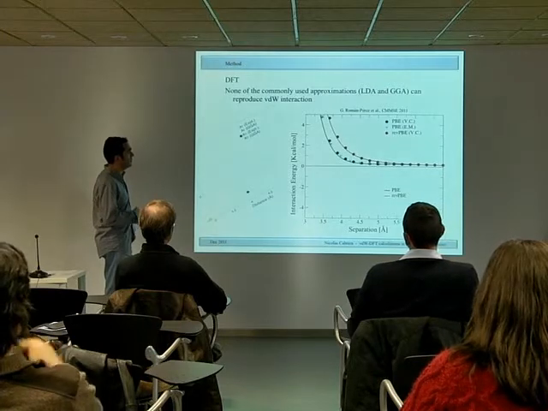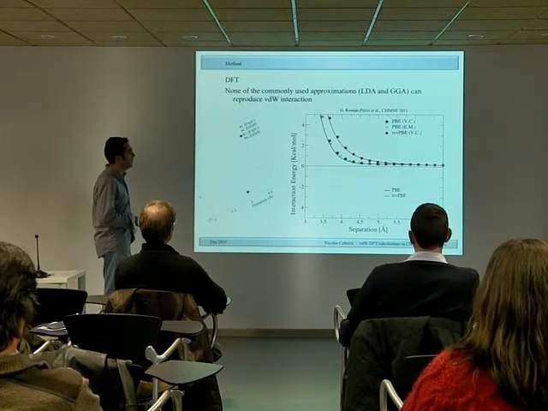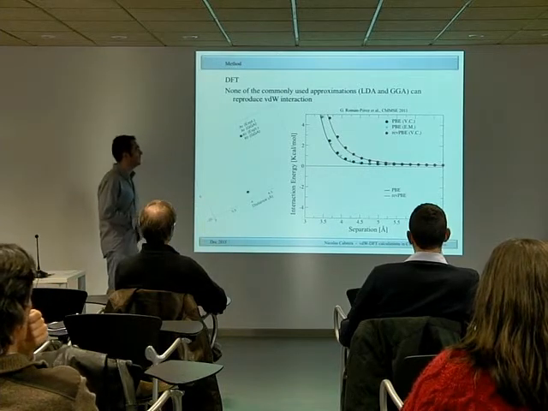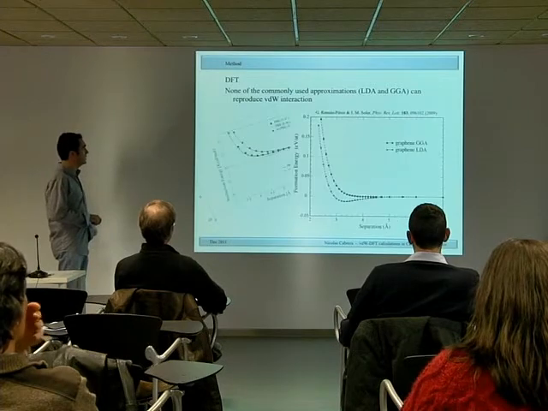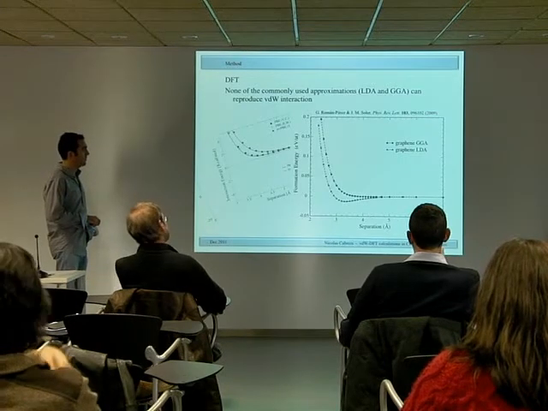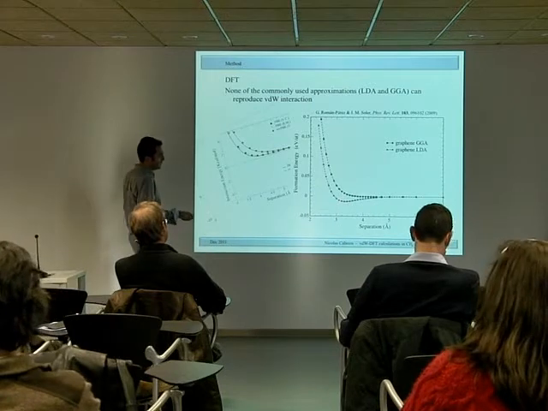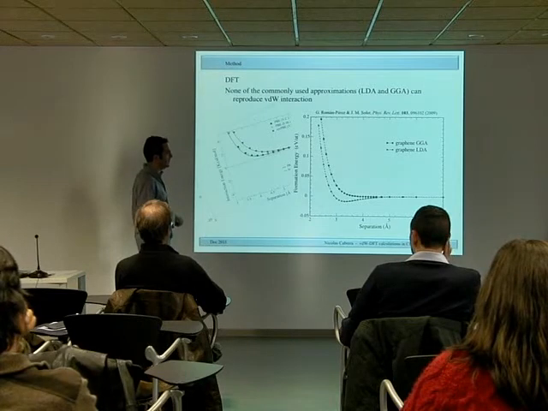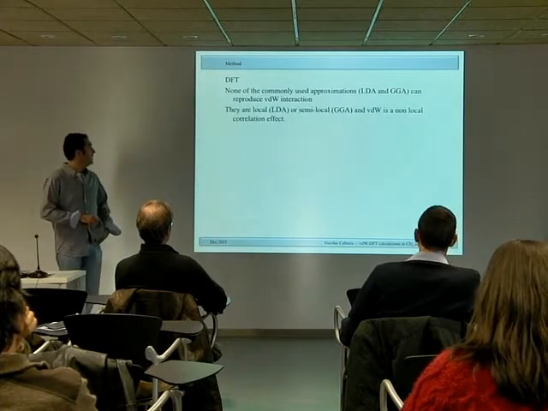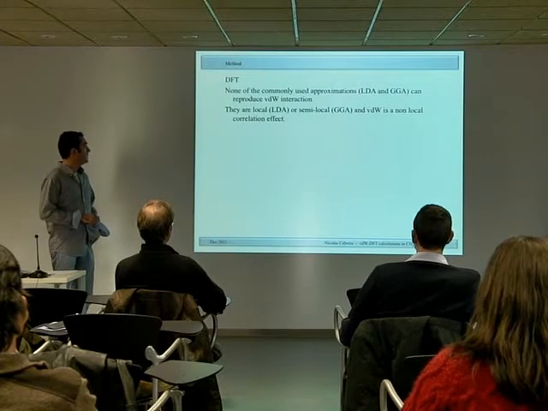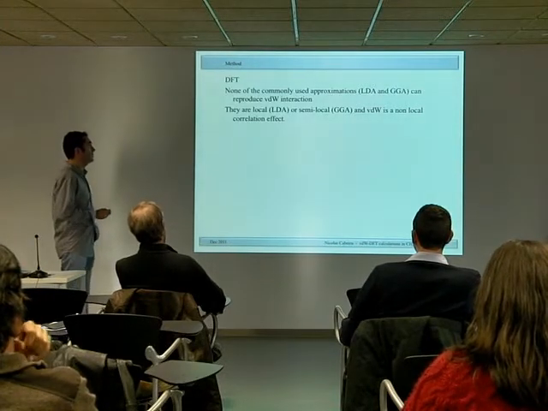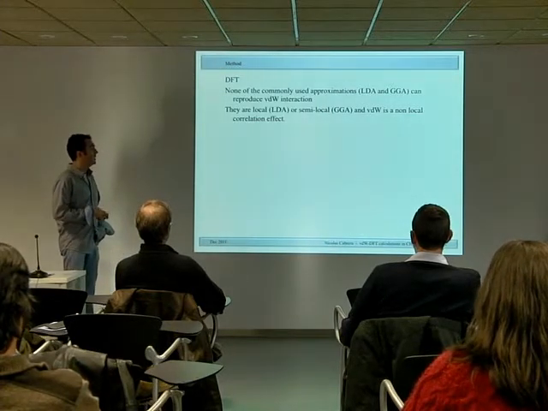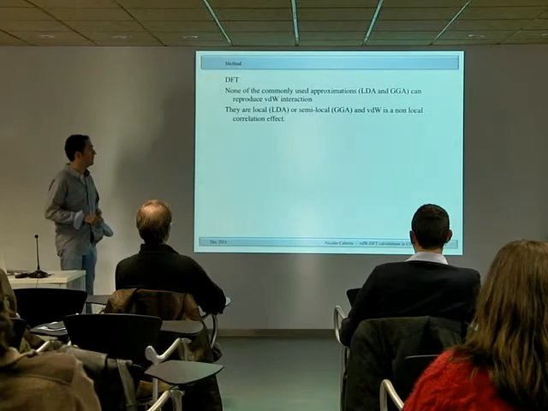A similar result we have when we use a dimer of benzene, in this case with two different parameterizations of the generalized gradient approximation. And in the case of two layers of graphene, we can see that LDA gives us a small binding, but it's clearly underestimated, and the asymptotic behavior is not the correct one. So the main reason for this is that both the local density approximation and the generalized gradient approximation are local and semi-local. And van der Waals is a non-local correlation.